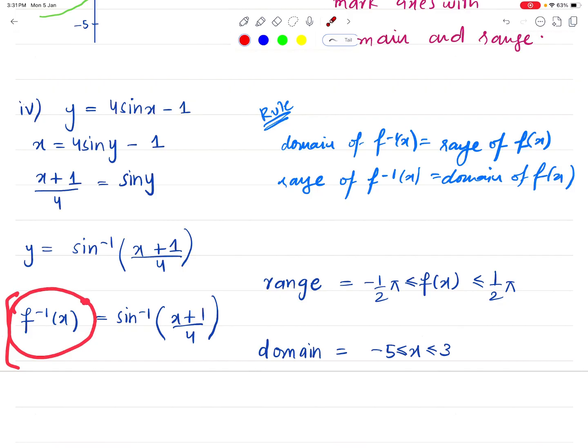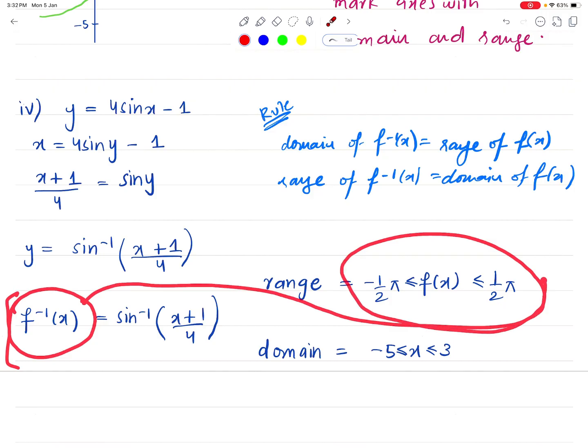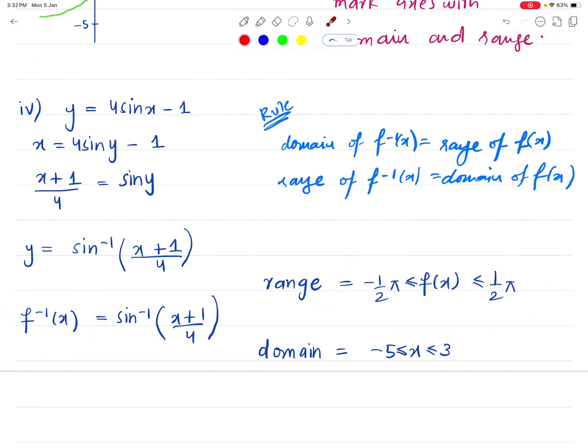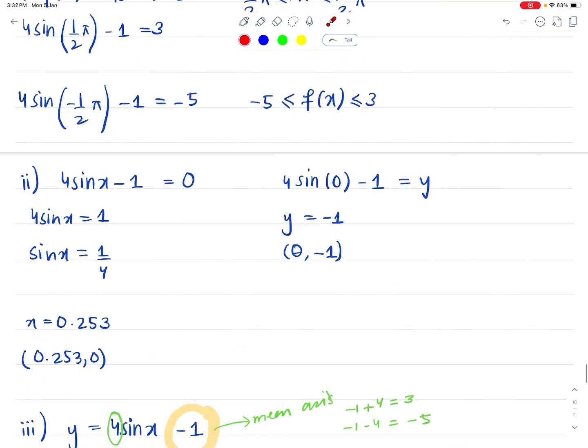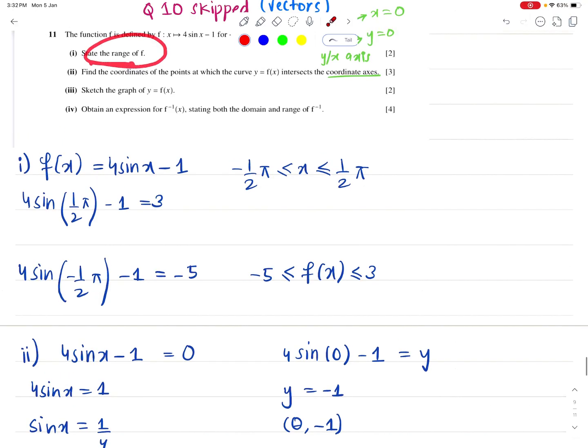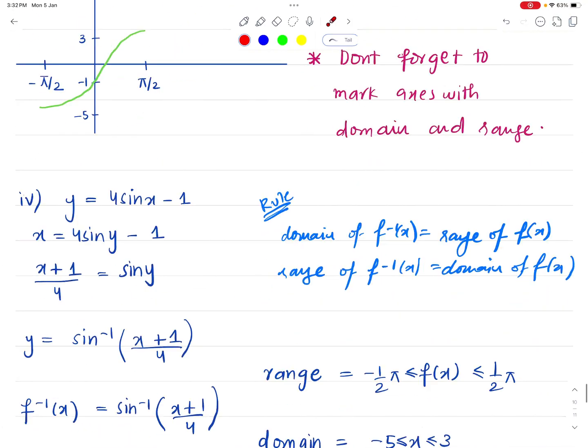The domain of f of x was mentioned in the question, and we found that the domain of f inverse is going to be the range of f of x. The range of f of x was something that we found in the very first part, which was this, and I've exactly copied this down over here.